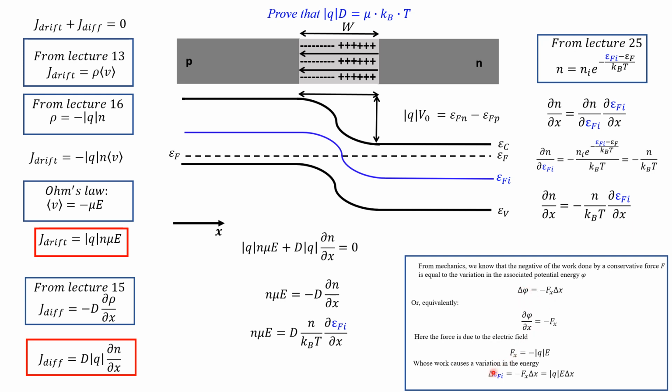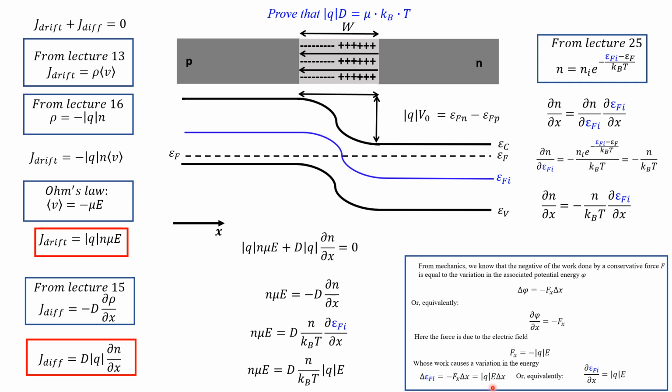So our potential now is the intrinsic Fermi level. It's just a reference. But what matters is the variation. So we could have used here, for example, the bottom of the conduction band. We could have used the top of the valence band. We would get the same relation because the variation is the same for all energy levels. And when you express this force in terms of the electric field, we get this expression connecting the Fermi level of the intrinsic semiconductor with the electric field.